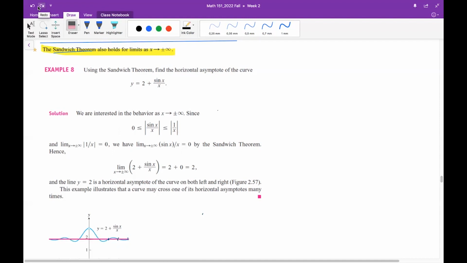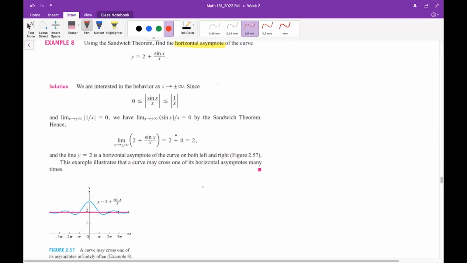Okay, what we want to show. Find the horizontal asymptote of this function here. All you need to do to find the horizontal asymptote is to find the limit of this function as x goes to plus or minus infinity. Okay, let me write this part. Okay, we are searching for the horizontal asymptote. To find it for this function, what is the function here? This is our function, 2 plus sine x over x.